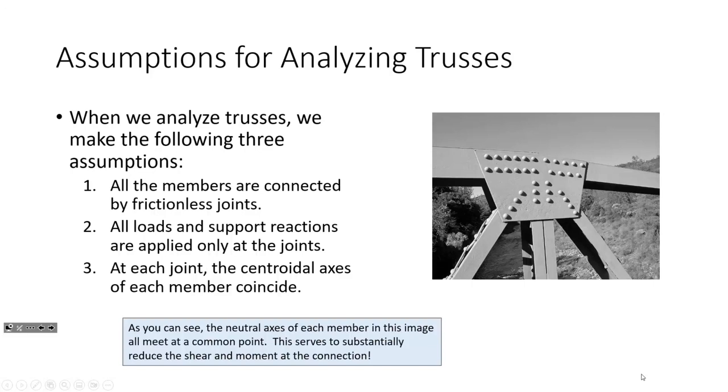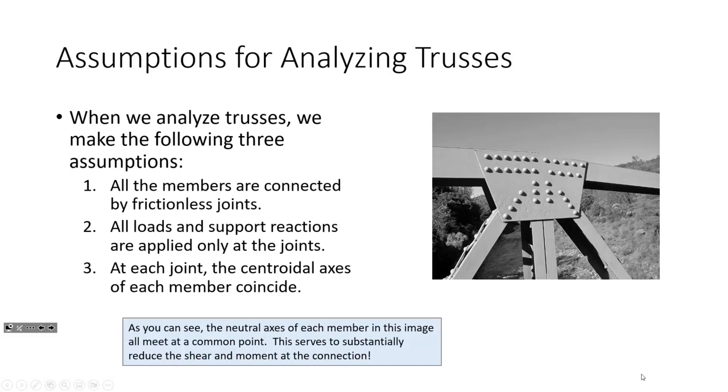So the third assumption says that at each joint, the centroidal axes of each member coincide. So the idea is that here's a truss joint, okay? This member over here on the right has a centroid, this member has a centroid, this member has a centroid, this member has a centroid. The idea is that all those centroids meet at a common point.